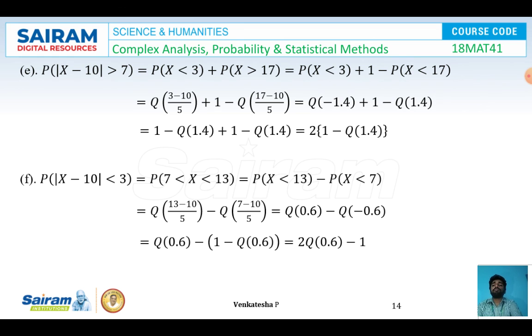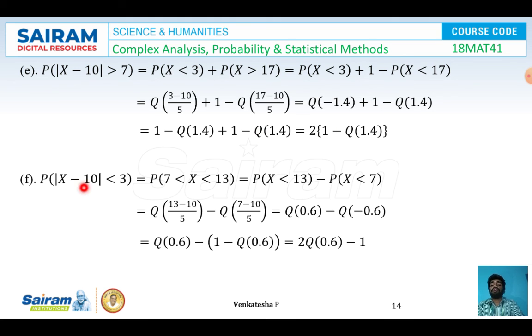Next one, P of mod of x minus 10 is greater than 7. By expanding the modulus, we'll be getting P of x less than 3 plus P of x is greater than 7. So it will be equal to P of x less than 3, I'm keeping as it is, and converting this one as 1 minus P of x is less than 17. So now by replacing x equal to 3 and x equal to 17, I got Q of (3 minus 10) by 5 plus 1 minus Q of (17 minus 10) by 5. By simplifying, I got Q of minus 1.4 plus 1 minus Q of 1.4. By converting this one as positive, I'll be getting 1 minus Q of 1.4 plus 1 minus Q of 1.4. It will be equal to 2 times of 1 minus Q of 1.4.